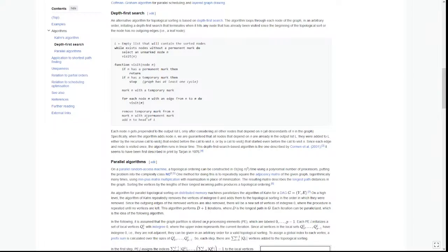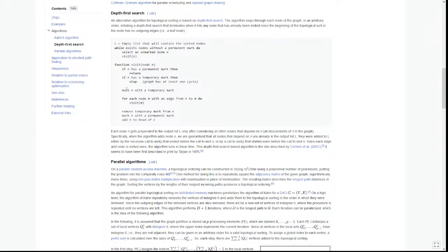And then it still needs to run these parts. So when it starts visiting, on that last portion, it'll remove the temporary mark from n. It'll make n have a permanent mark. And then n is added, so that node is added to the head of L. L is an empty list that will contain sorted nodes. And then it keeps going, it keeps going, it keeps going.